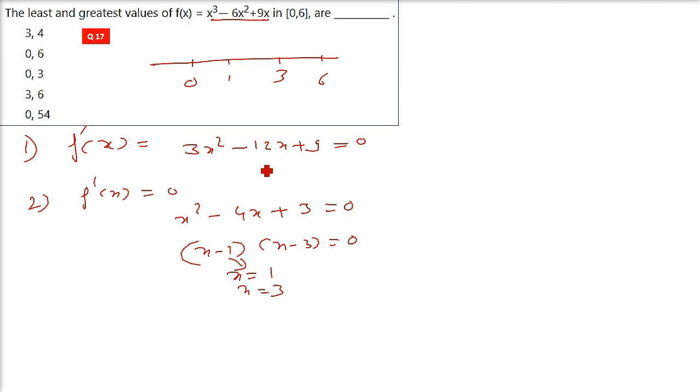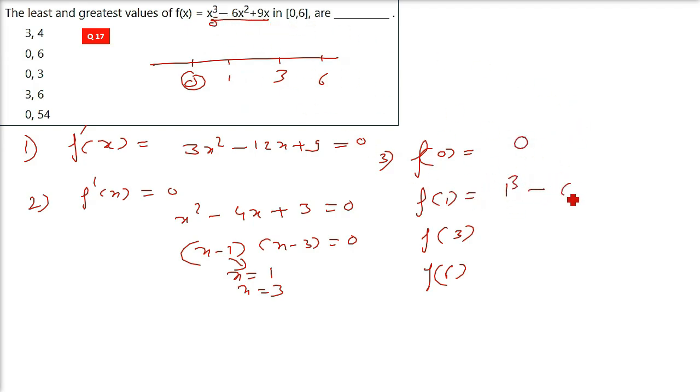So you have 4 values here, 0, 1, 3, 6. You have to find out the least and greatest value, that is the minimum and maximum value between 0 to 6. By differentiating and equating to 0, we got two values as well, 1 and 3. So we have to find out the value of the function at 0, 1, 3 and 6. So original equation, if you put 0, it will be 0. If you put 1, you will get 1 cube minus 6 into 1 square plus 9 into 1. So f(0) is 0, f(1) equals 4. When you put 3, you are again going to get 0. And when you put x equals 6, you are going to get 54.